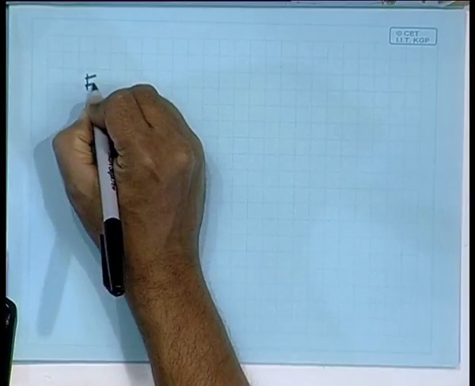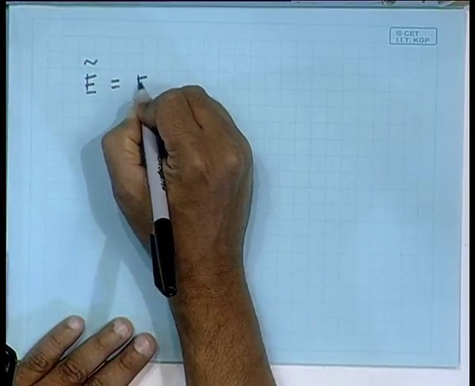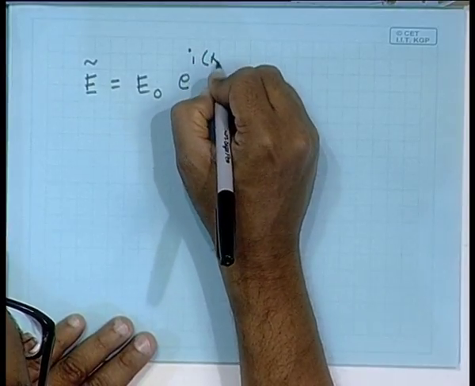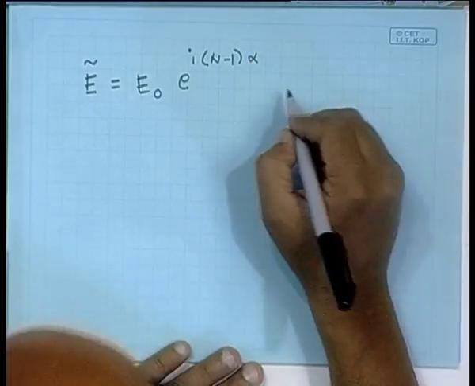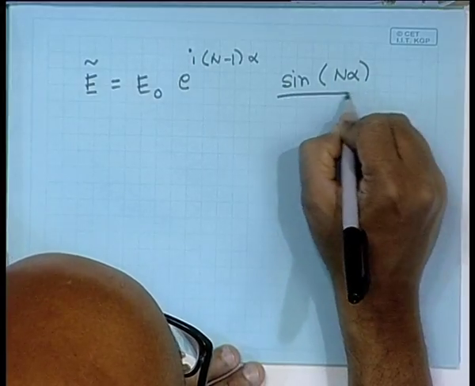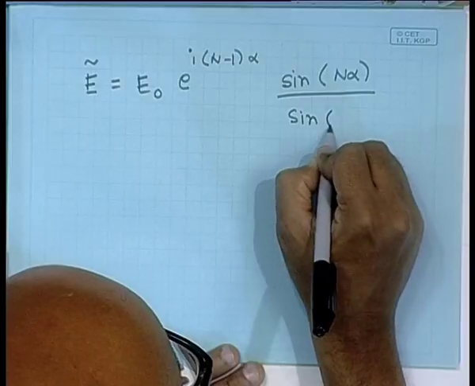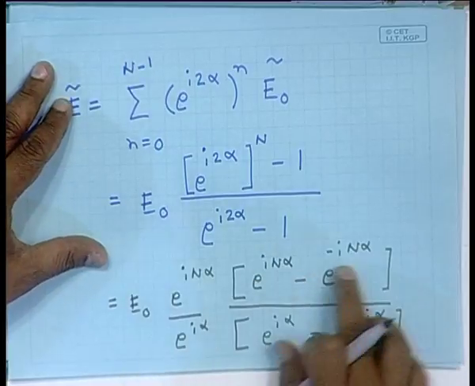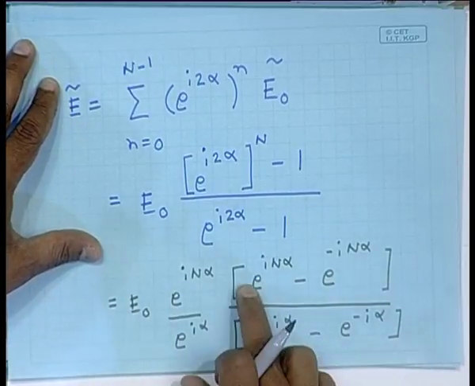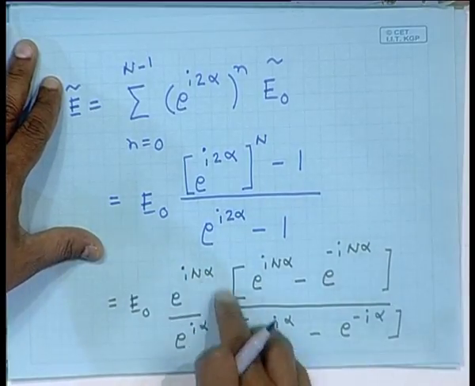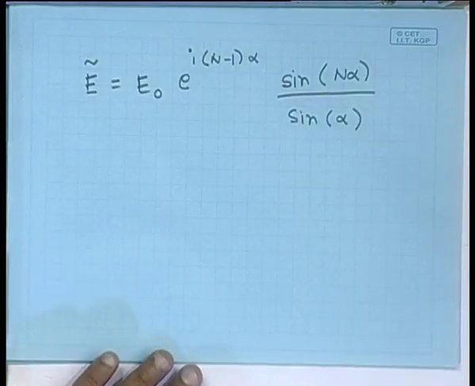So, the resultant electric field, the resultant radiation received by a distant observer is going to be E 0 e to the power I n minus 1 alpha into sine n alpha divided by sine alpha. The sine n alpha comes from this, the sine alpha comes from this difference, there will be factors of 2 and I which will cancel out from both of these, and e to the power I n minus 1 alpha is this ratio over here. Now, we want to calculate the intensity.